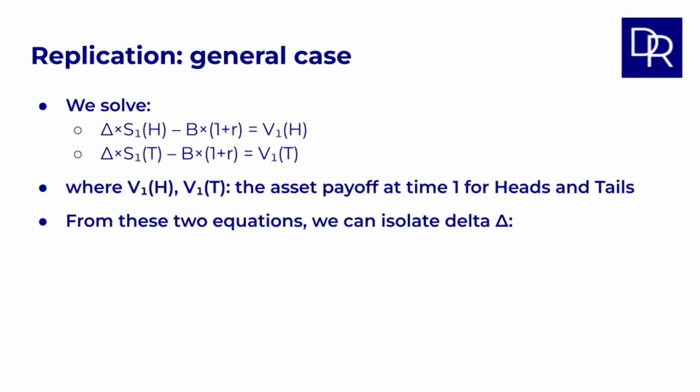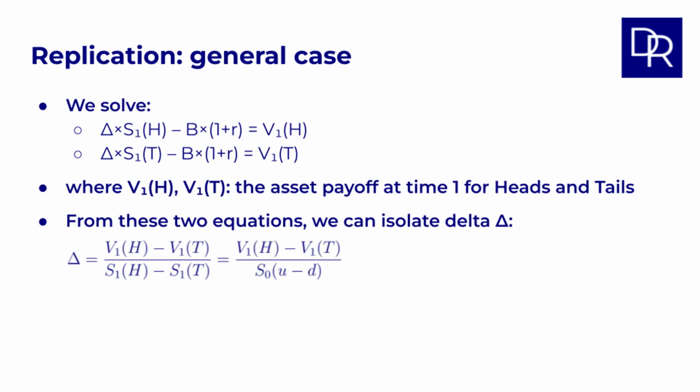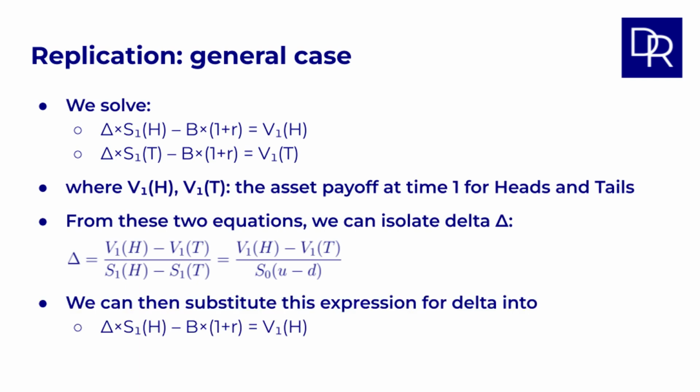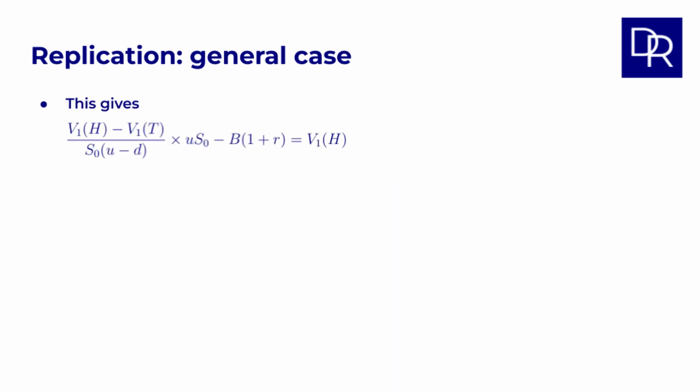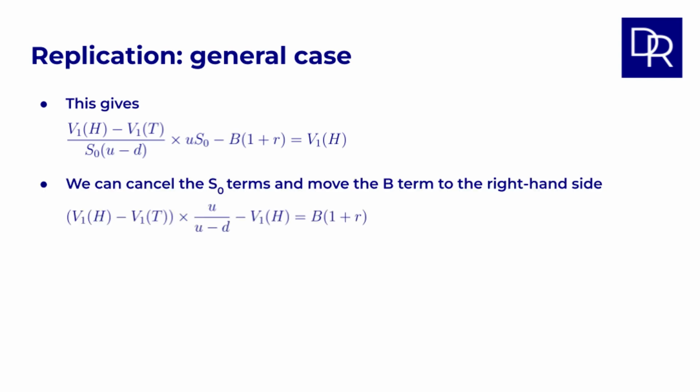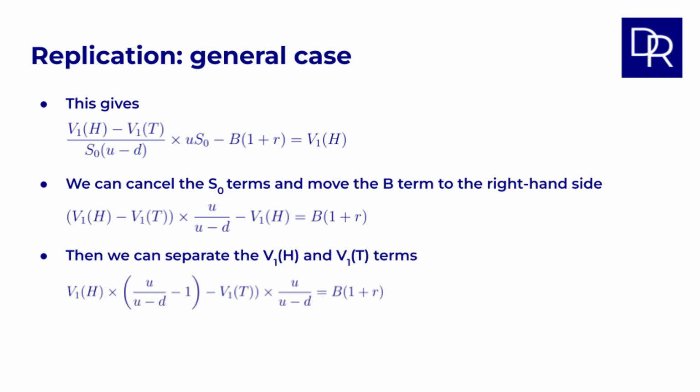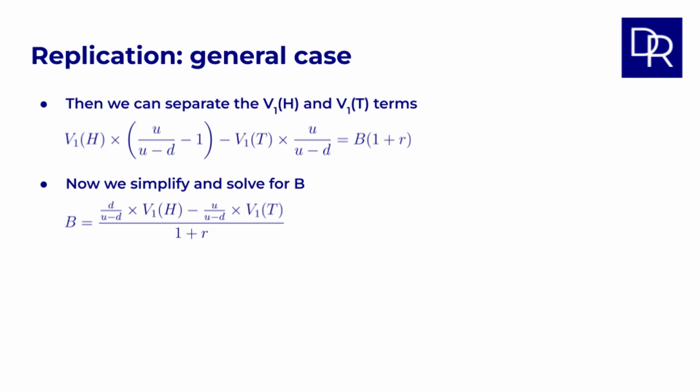From these equations, we can again isolate delta. So delta is equal to (V1H minus V1T) divided by (S1H minus S1T). Then the denominator we can write as S0 times (U minus D). We can then substitute this expression for delta into our first equation above, which gives this equation. From this, we can cancel the S0 terms and move the B term to the right-hand side. And then we can separate the V1H and V1T terms as follows. Now we simplify and solve for B.